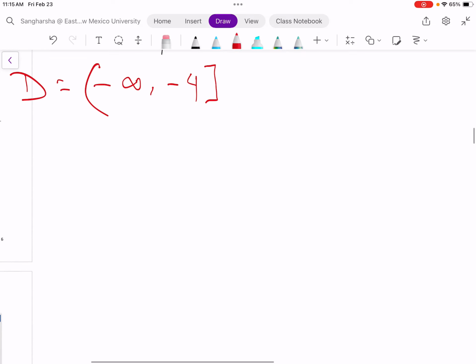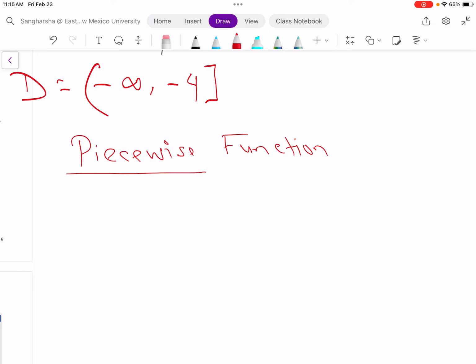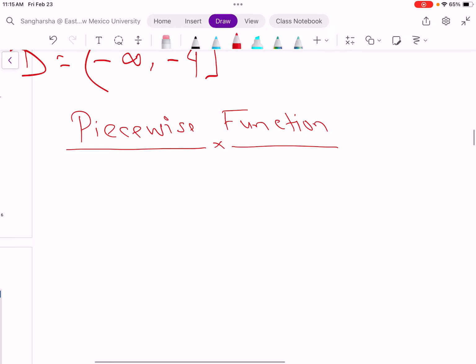So the next topic before the last example, I want to talk about the piecewise function. This is the one more topic for this section 2.3. Now here, this is a function. This is also a function. But this function has different pieces. We have a different output for different input.